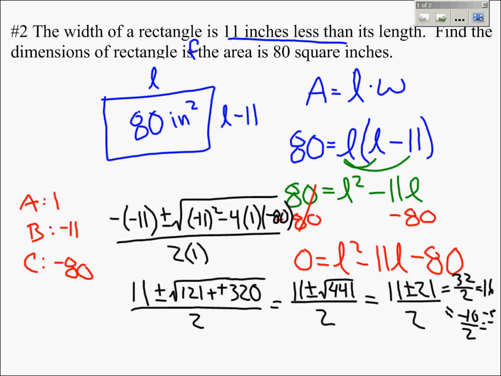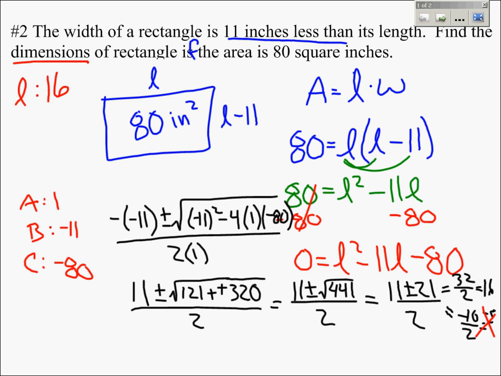Again, you start to think about what we were solving for. We were solving for L. What does L stand for? L stands for the length, and so the length of something cannot be negative. So we know negative 5 is not correct. Now we go back to what the question was asking for. The question was asking for the dimensions. By dimensions, they mean the length and the width. So we know the length was 16. We had solved for that.